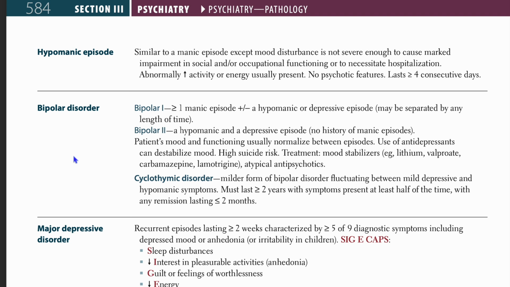Atypical antipsychotics as well. Cyclothymic disorder is a milder form of bipolar disorder, fluctuating between mild depressive and hypomanic symptoms. It must last 2 or more years, with symptoms present at least half of the time, with any remission lasting less than 2 months. With bipolar, they'll again have manic and depressive episodes when they explain it, because otherwise it would be hard to diagnose just from the question itself.